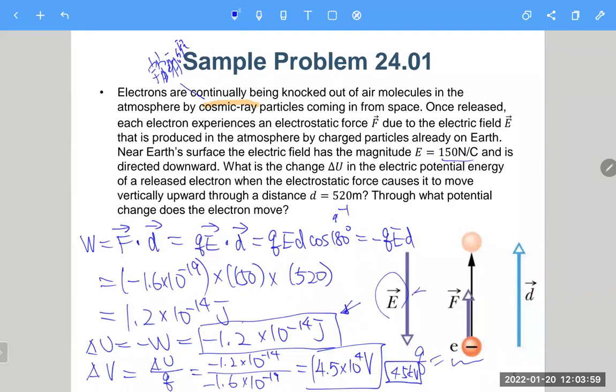And actually the E field is pointing downward. So in that case, V is higher for this side, and V is lower for this side. So actually we get a positive voltage difference. So this is 45 kilovolt, which is lower than the Pikachu.